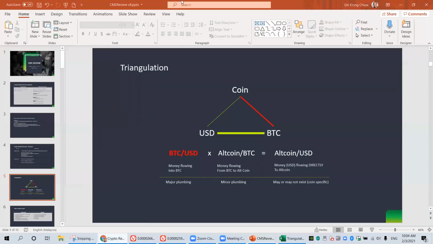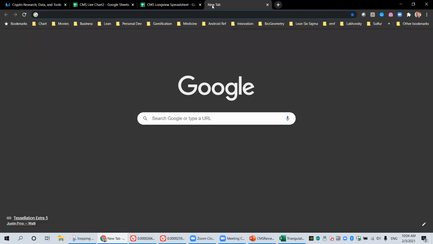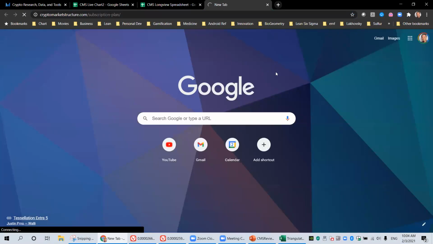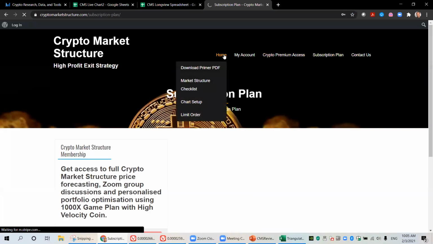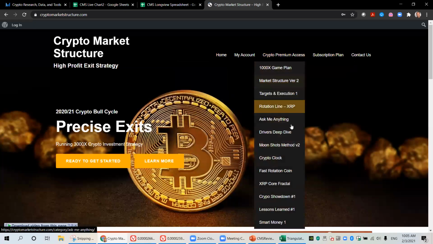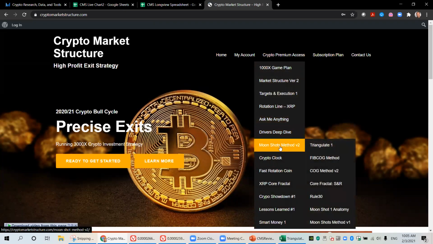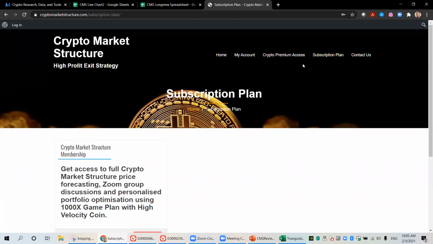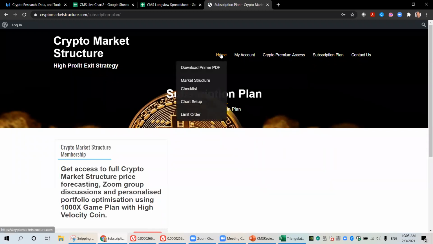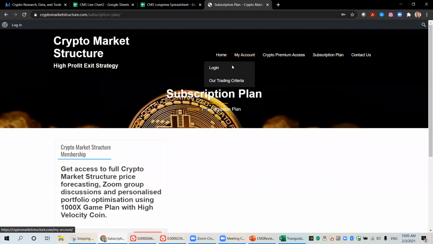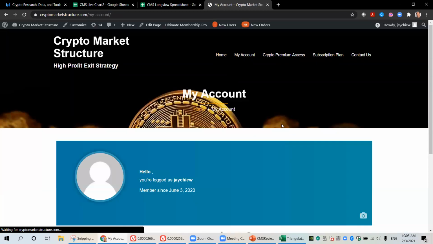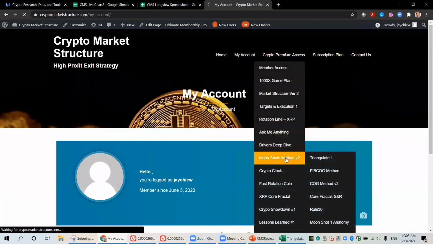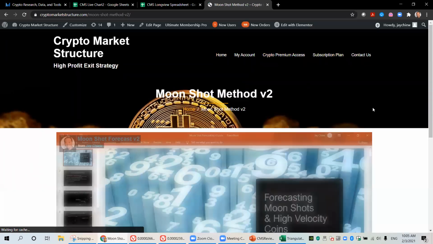And I might use my website, just to provide you guys the context. So this is the website, and when I first started, this is the method section. There is only the moonshot method. I've got to log in now. Okay, here's the login. There's only the moonshot method. So this will be the method.